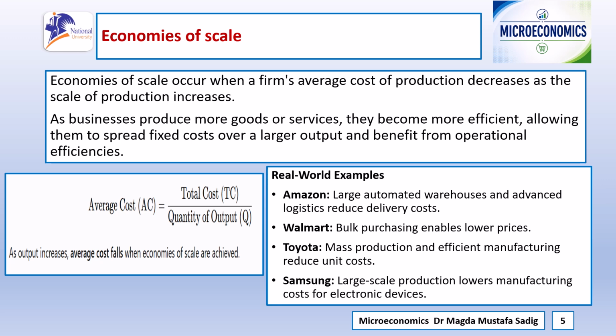Look at the formula to the left of the real-world examples. Average cost, AC, equals total cost divided by quantity of output. So if the quantity of output increases, the average cost falls. This is when economies of scale are achieved.